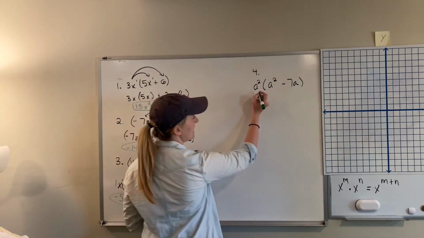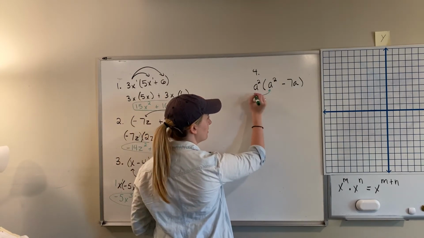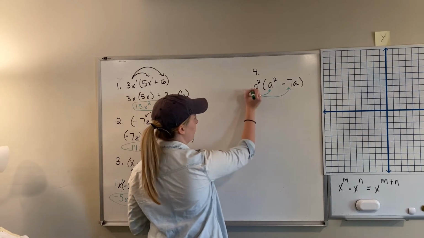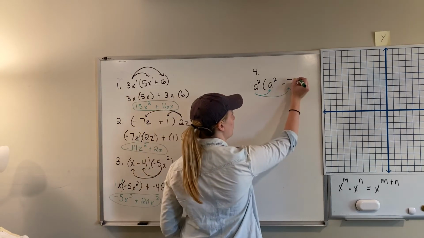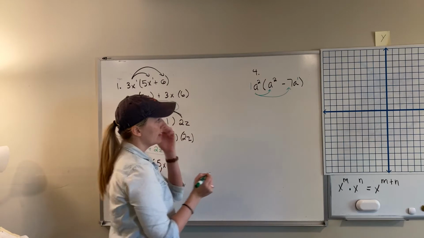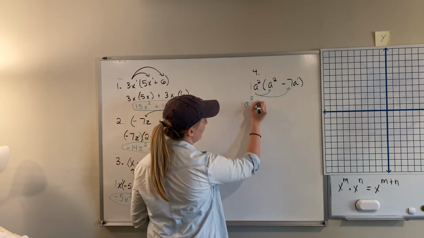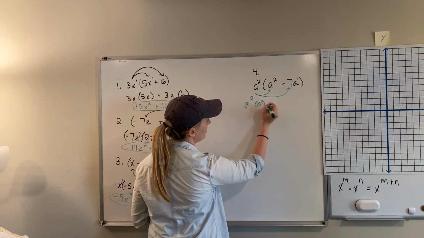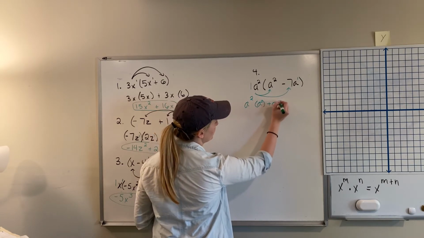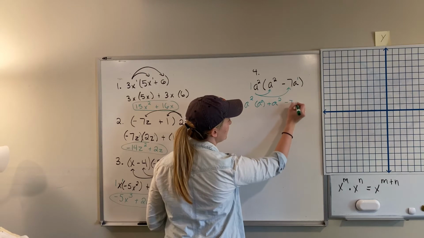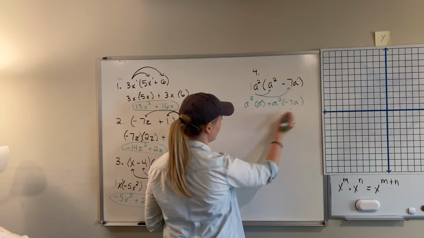Checkpoint 4, I'm going to do the same thing. Distribute what's on the outside to everything on the inside. There's a hidden 1 right there, and don't forget your hidden 1 above that a. And now I'm going to have a squared times a squared plus a squared times negative 7a to the first.